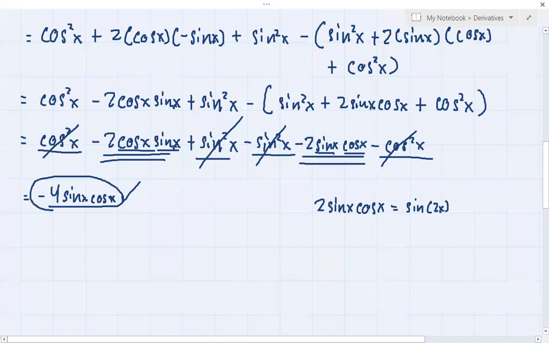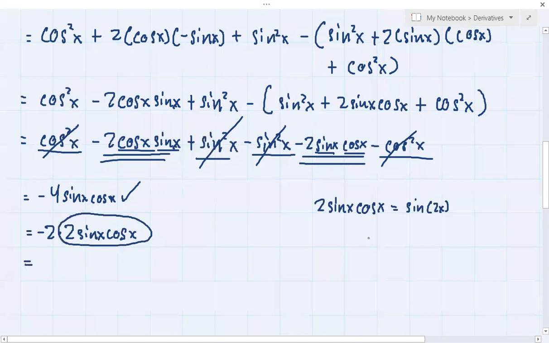Simple. Let's factor out 2 in this expression. Or better yet, let's factor out negative 2 in this expression. So kapag na-factor out natin si negative 2, we will have negative 2 times positive 2 times sine x times cosine x. Ayan. There you go. Okay? And now, here, we can simply substitute 2 times sine x cosine x as sine of 2x. Therefore, we will have negative 2 times sine of 2x. So, magiging negative 2 times sine of 2x ang final sagot.